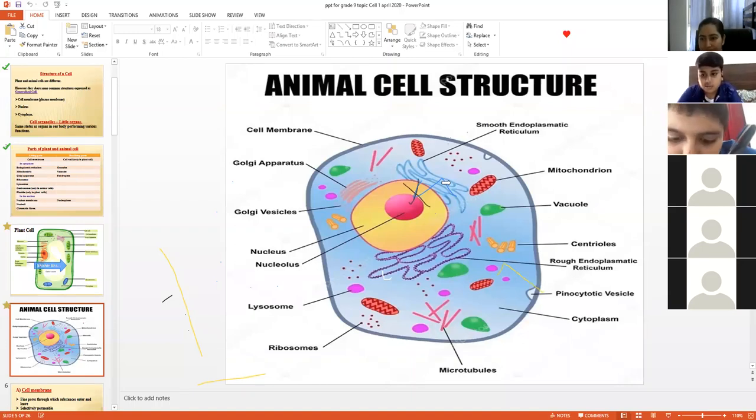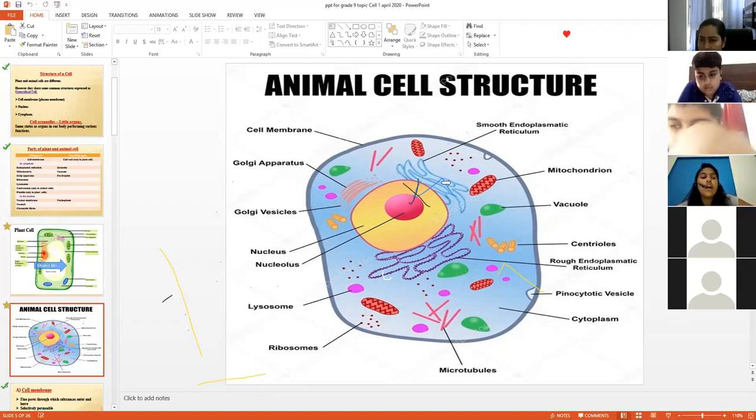Yes. Okay. Ma'am, so how will you differentiate between a rough and a smooth endoplasmic reticulum? A rough endoplasmic reticulum is when the ribosomes are attached to it. And a smooth endoplasmic reticulum is when the ribosomes are not attached to it. That's the basic difference. Okay?